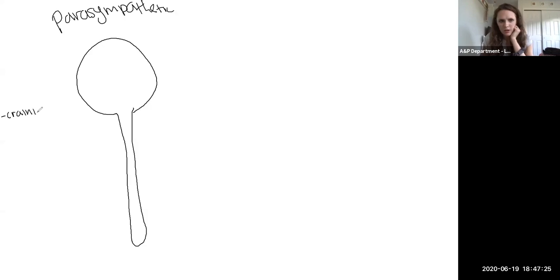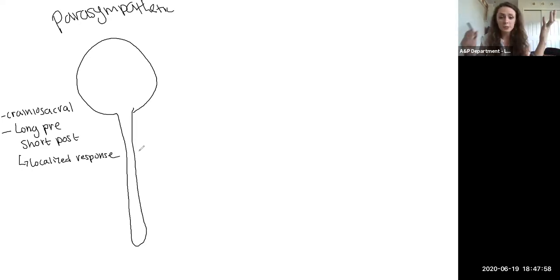Okay, this one is called your craniosacral division, meaning it comes from your cranium or your brain and your sacrum, that's where your tailbone is. We talked about this, but it has long preganglionic neurons and short postganglionic neurons. Okay, this causes a localized response. Remember sympathetic was widespread. Parasympathetic is localized, it's smaller. And it also is short lasting.